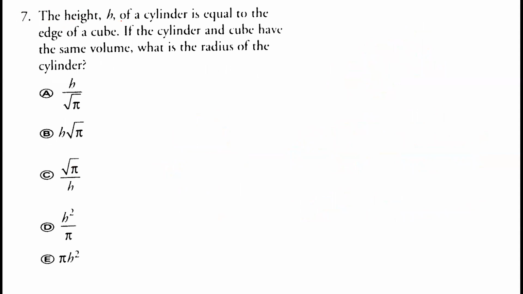Question 7. The height h of a cylinder is equal to the edge of a cube. If the cylinder and a cube have the same volume, what is the radius of the cylinder? So the volume for the cube would be, the height of a cylinder is equal to the edge of the cube. So this side of the cube is h, so it would be h cube.